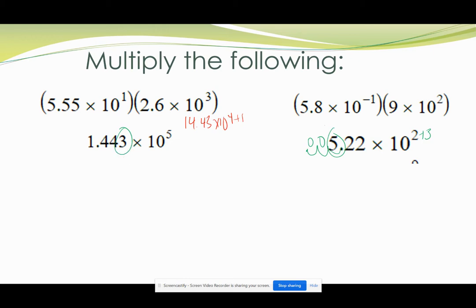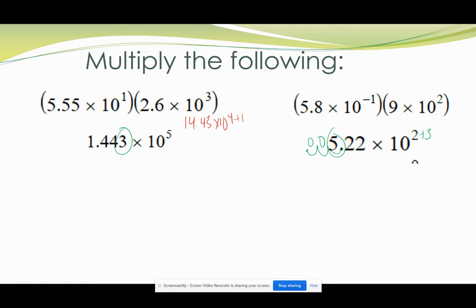Same thing over here. We do 5.8 times 9, which gives me 52.2. Negative 1 plus 2 gives me 1. However, we want to get it between 1 and 10. So we move it over to the left once, and we add 1 to the exponent, which gave us 5.22 times 10 to the second.